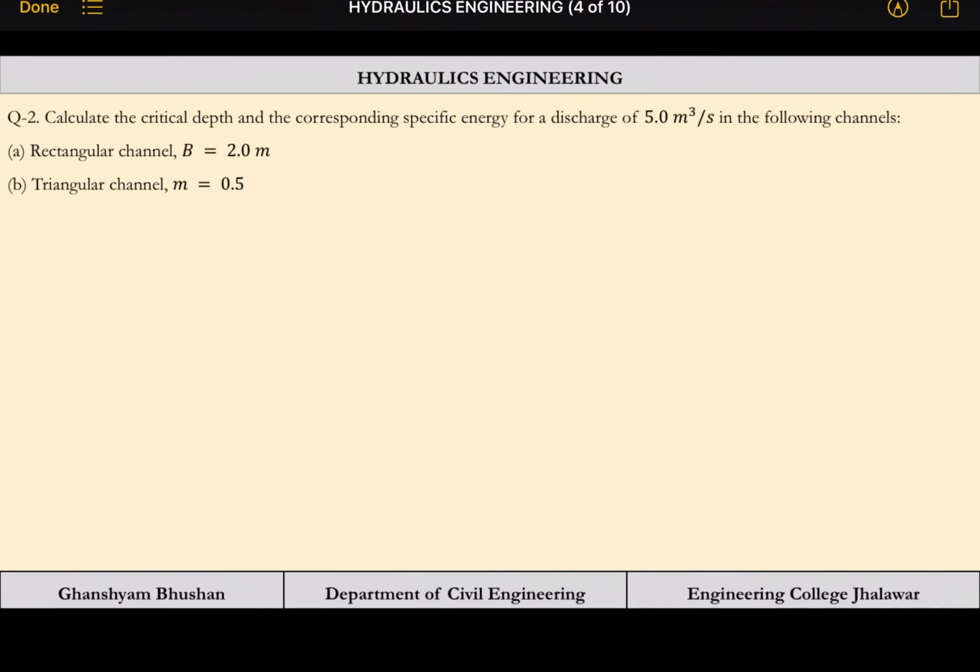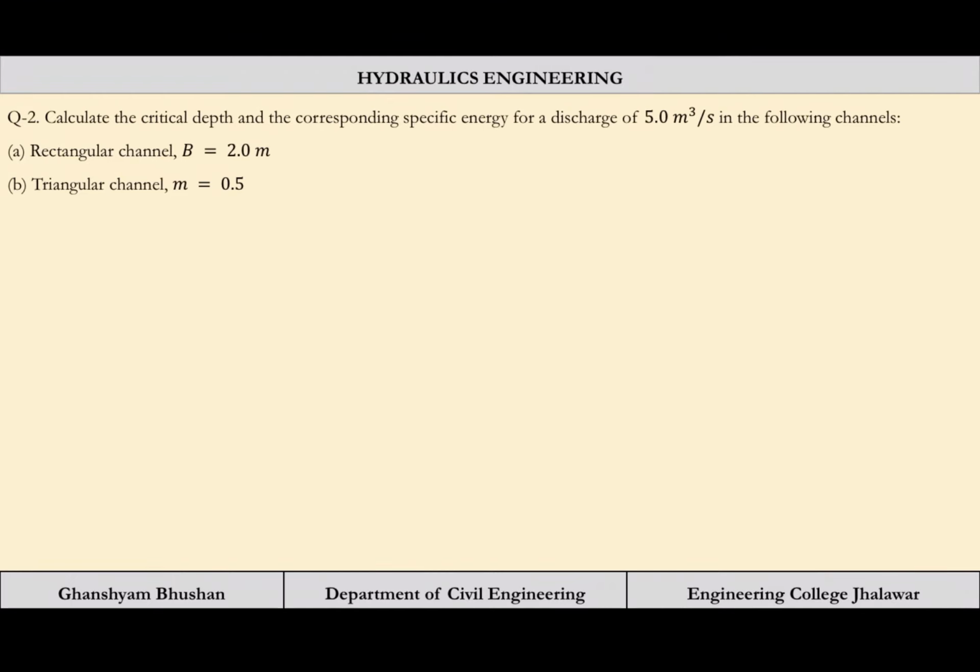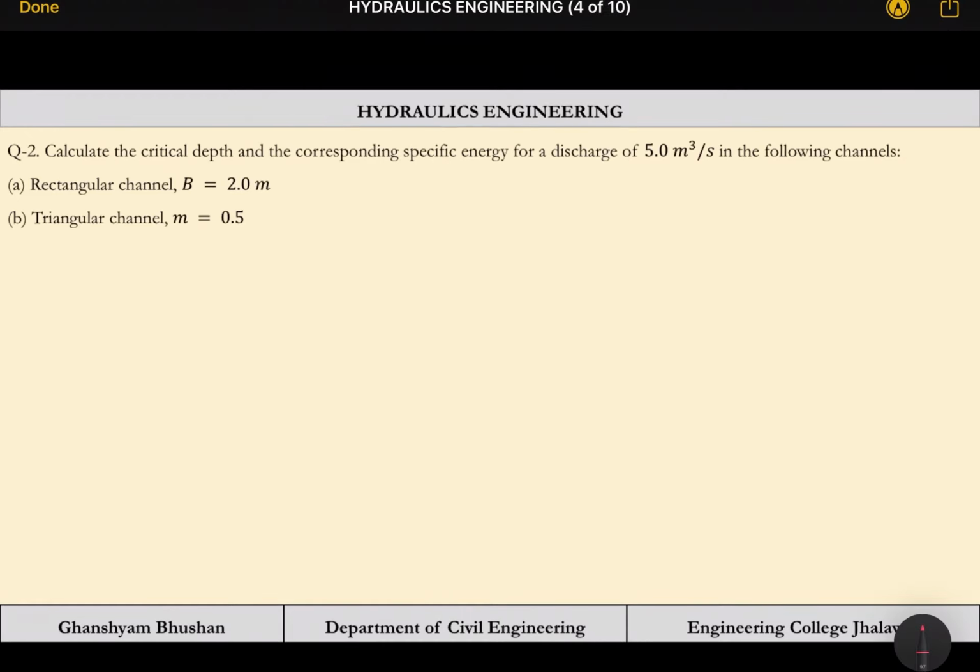Okay, now let us try to solve some questions. Calculate the critical depth and corresponding specific energy for a discharge of 5 meter cube per second in the following channels. So what are the things we have been provided? Q is given. For rectangular channel, width is given. For triangular section, m is given. So it is very very easy. Yc we have to calculate.